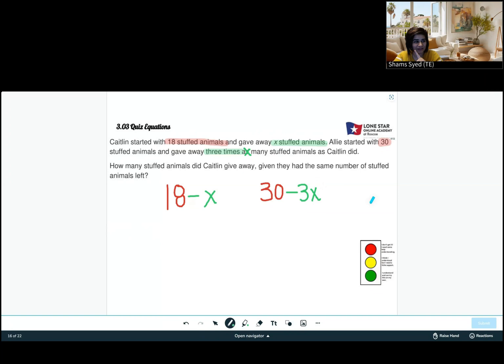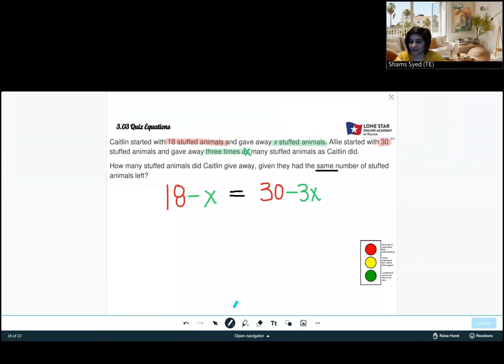So basically, Ali gave away 3X because Ali gives away 3 times. How many stuffed animals did Caitlin give away, given that they had the same number of stuffed animals left? Now, if we have the same number left, we can just put an equal sign. And we came up with the equation to solve.